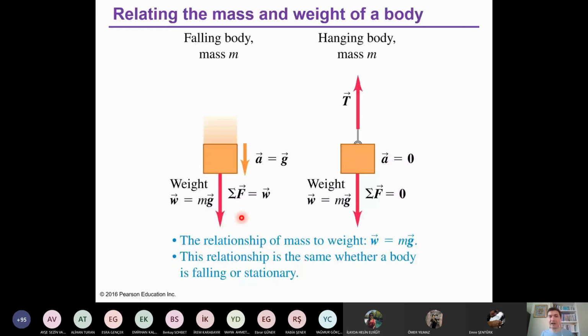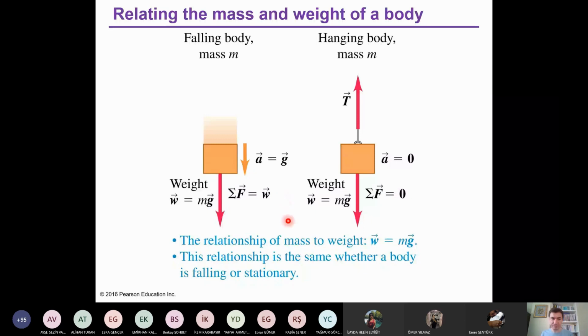And here we have the acceleration due to gravity, and this is the direction of the acceleration. And the only force acting on this falling body is weight, okay? Weight is acting on this body due to gravity. And the net force acting on this object is given by the weight, which is equal to m times g.